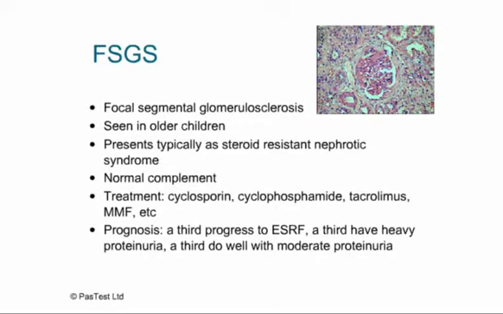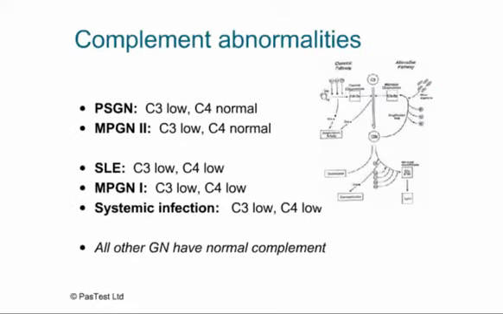Just to finish off looking at the nephritis, let's review the complement abnormalities. The good news is that other than these listed on this slide, all the other glomerulonephritides have normal complement, and we've only got 2 patterns of complement abnormality to fix in our mind, and thankfully all we have to think about is the C3 and C4.